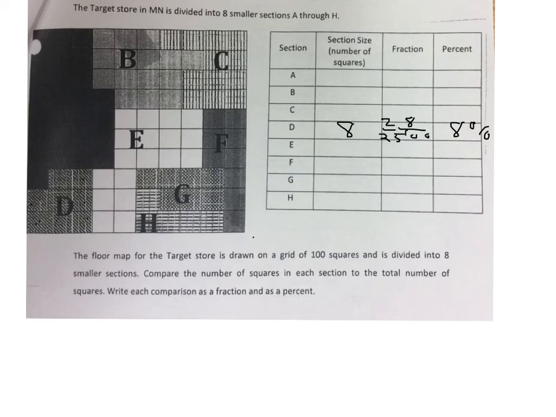Okay, let's go ahead and do F. So we're going to count F too. So F is 1, 2, 3, 4, 5, 6, 7, 8, 9. So F is 9 sections. The fraction obviously would be 9 out of 100. And then the percent is pretty obvious. It's going to be 9%. The nice thing about 9 out of 100, it is a reduced fraction.